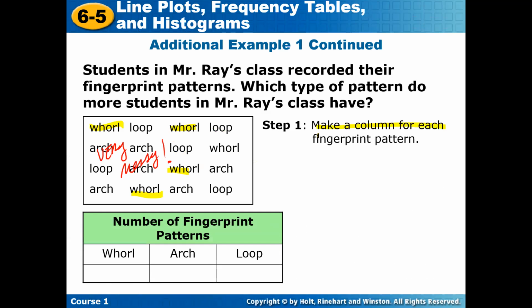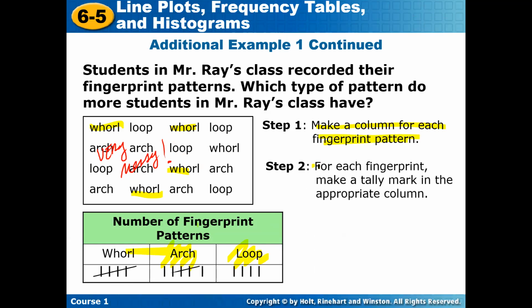You're going to make a column for each of the fingerprint patterns. Now you count how many arches there are. And now count how many loops. For each fingerprint, make a tally mark in the appropriate columns. And I can see that there are 5 whorls. Oh, I missed one, just kidding. 6 arches and then 5 loops.